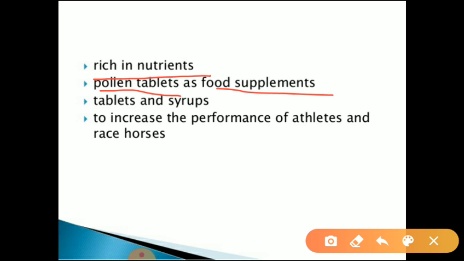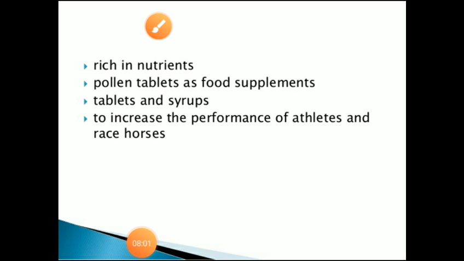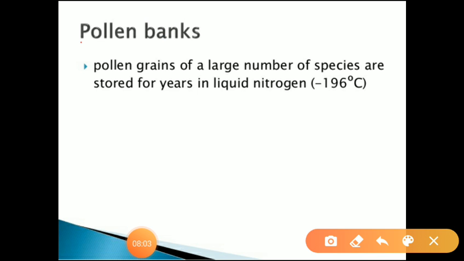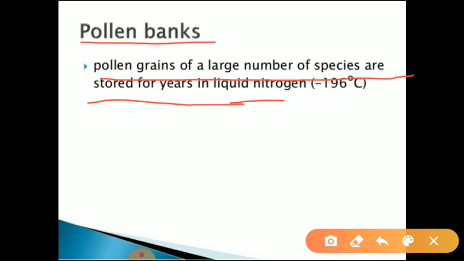Okay, next, pollen banks. What are pollen banks? Pollen banks are places where pollen grains of a large number of species are stored for years in liquid nitrogen at minus 196 degrees Celsius. Okay, this process of preservation we call cryopreservation.